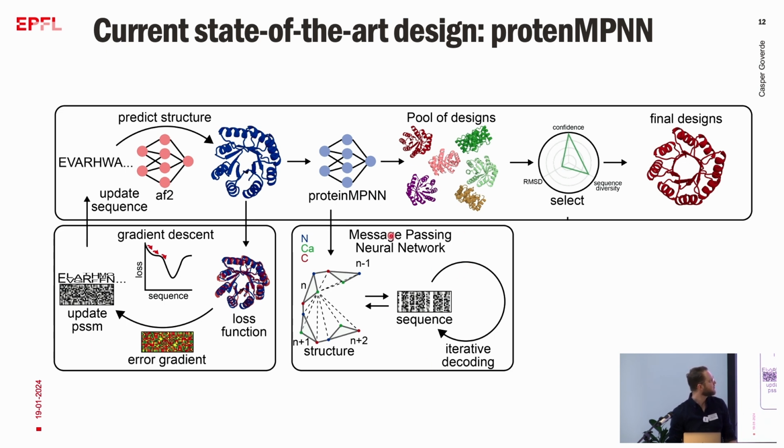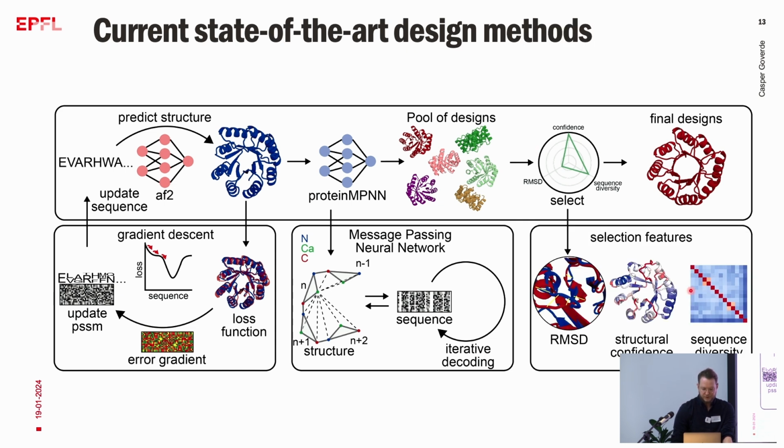So ProteinMPNN generates a pool of designs. So the way I see it is we use AlphaFold to generate a bunch of different backbone structures, then MPNN to generate a bunch of different designs, and then we put them through AlphaFold, and we select our best designs based on RMSD, so structural likeliness, structural confidence, so the pLDDT in this case, and sequence diversity. We don't want to sample structures that are only 1 point mutation away. We want to really sample a diverse part of the sequence space.